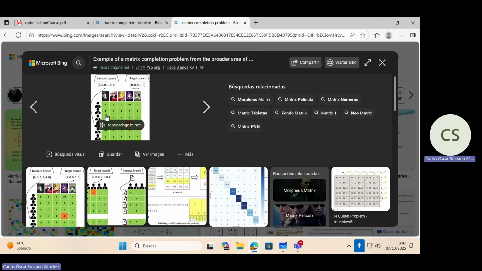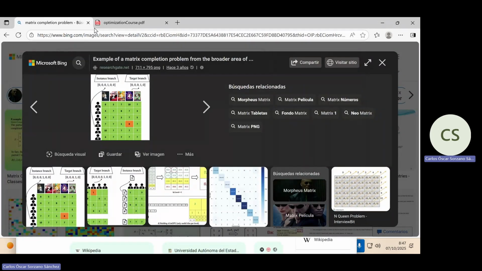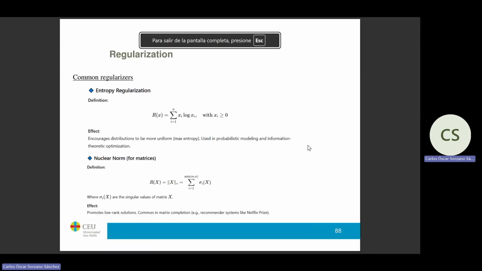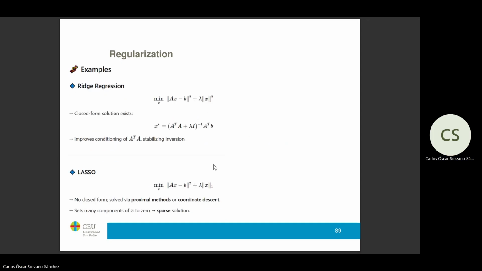So what you are trying to minimize is something related to a matrix, so it makes sense that the regularizers have to do with something related to that matrix, and singular values are something that somehow describe very well the structure of the matrix. And for instance, in recommender systems, they are very much used.